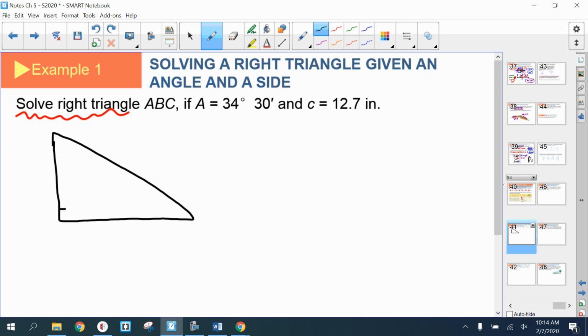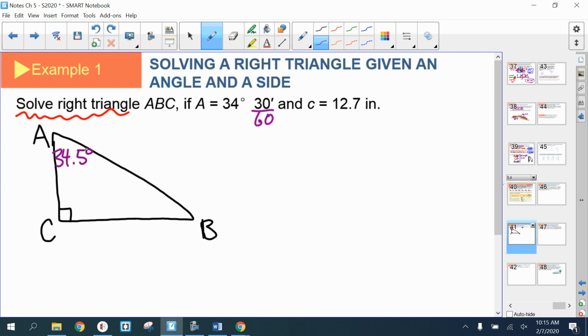Since it is a right triangle, we know there's a right angle. Usually that's going to be angle C. When you draw your triangles, make your angles capital letters and make your sides lowercase letters. What I would do is I would label the things that they give me. They give me angle A is 34 degrees and 30 minutes, okay? Remember, we would want to convert. That's going to end up being 34.5 degrees, okay?